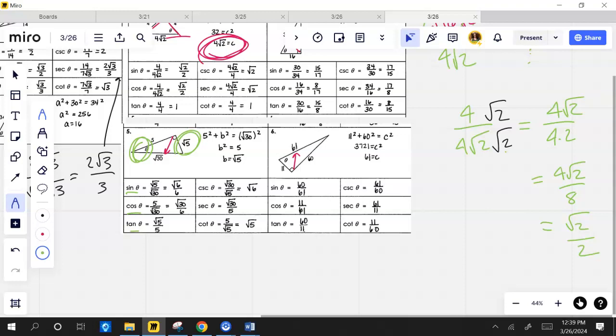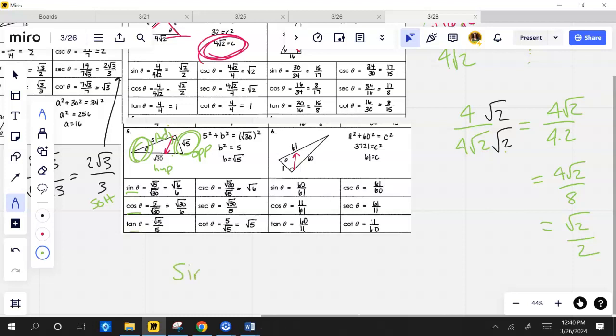So if that's my theta, my hypotenuse is always the hypotenuse. That never changes. Doesn't matter where theta is, hypotenuse is going to be hypotenuse. But the side that touches theta and is not the hypotenuse is your adjacent. So that means this is going to be my adjacent. And then completely opposite, it never touches. So this would be my opposite side. So sine, that's my opposite over hypotenuse, right? So that's square root of 5 over square root of 30.